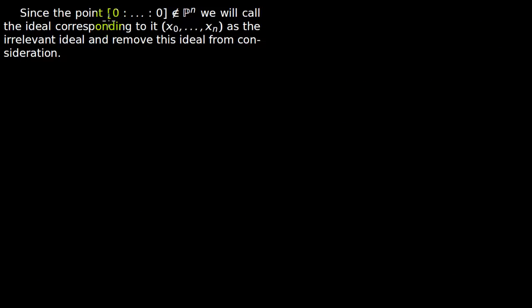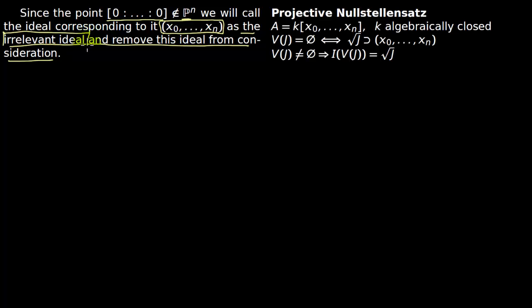Notice that the point (0, 0, ..., 0), all zeros, does not lie in the projective space. And you have an ideal corresponding to it. The ideal corresponding to it is (x_0, ..., x_n). This ideal you will call the irrelevant ideal, because it corresponds to the point (0, 0, ..., 0), which is not in our projective space. And this ideal is always removed from our consideration, because the point itself is not in the space. Therefore we call this ideal the irrelevant ideal.